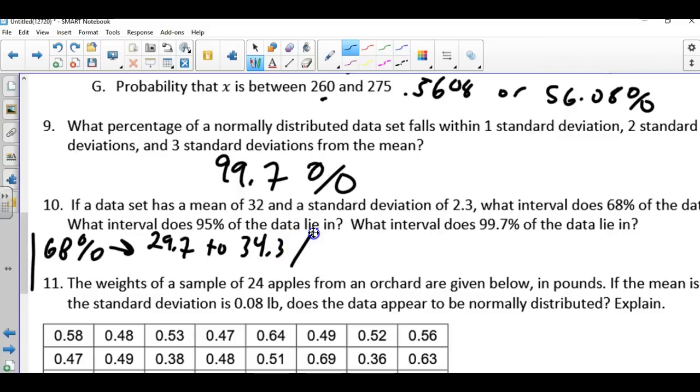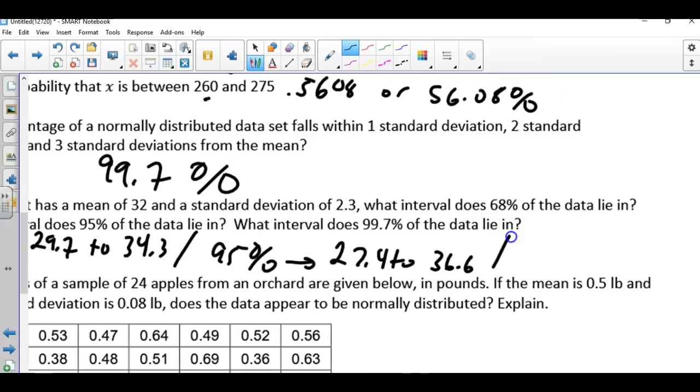Then for 95%, you would look at your intervals again. 95% is going to be 2 standard deviations, so you have 27.4 to 36.6. And then for 99.7%, you have from 25.1 to 38.9.